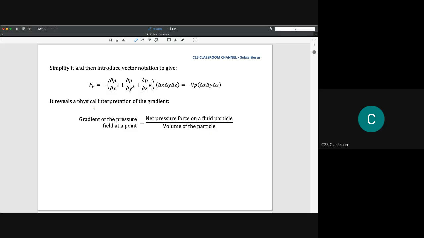And then in physical interpretation, we could say that the gradient of the pressure field at a point is equal to the total pressure force on the fluid divided by the volume of the particle. In two dimensions, pressure is also the force divided by the area. But for three dimensions, because we have the z axis here, it will become force divided by the volume.